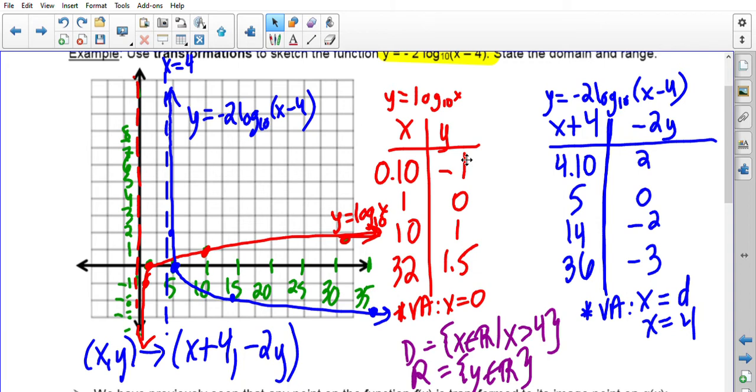All right, so always work with those 4 key points. You can work with some other ones if you want. These ones are just easier to plot, right? Nice numbers.